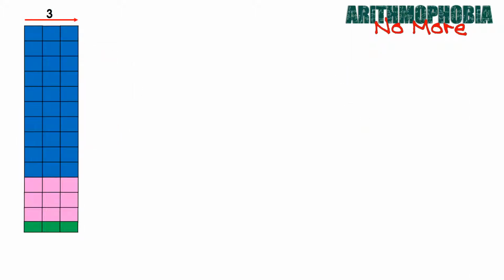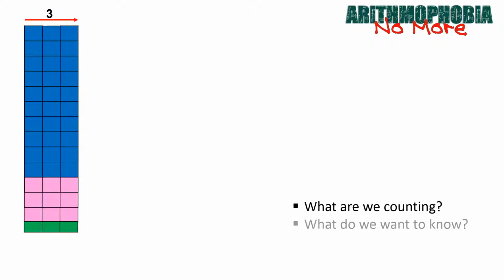So here we have another group of blocks, and we have 3 across. That's all we know so far, so we're going to ask the same questions that we always ask. What are we counting? What do we want to know about what we're counting? And we're going to count the biggest ones first.